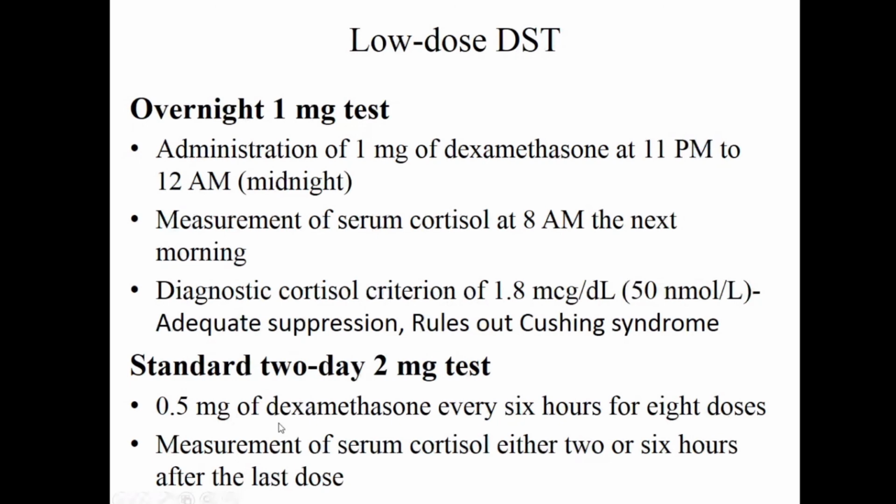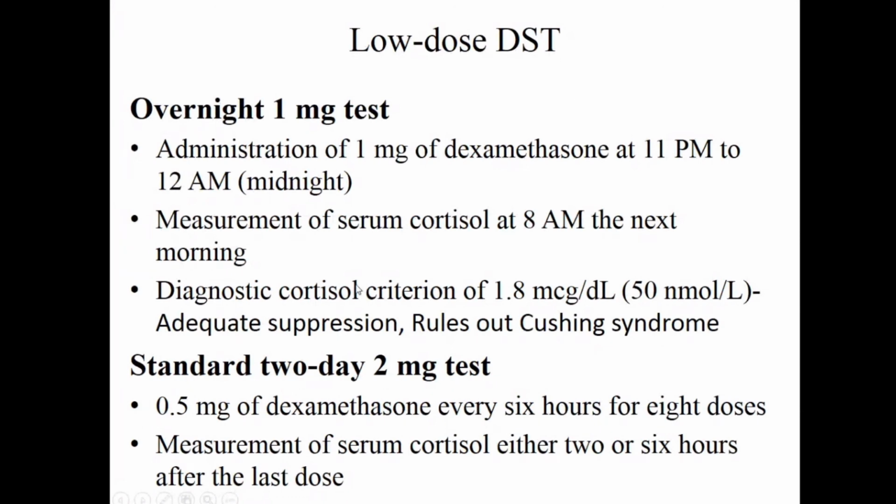You give in divided doses, a small amount, 0.5 milligram of dexamethasone every 6 hours for 8 doses. Measurement of serum cortisol either 2 or 6 hours after the last dose. So this is the standard low dose dexamethasone suppression test. However, the most common one is the overnight 1 milligram dexamethasone suppression test.